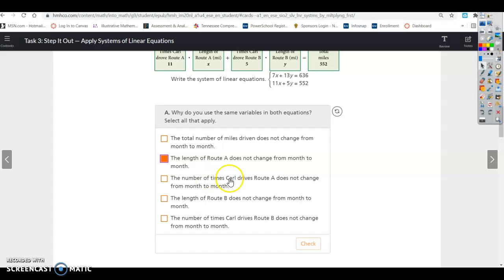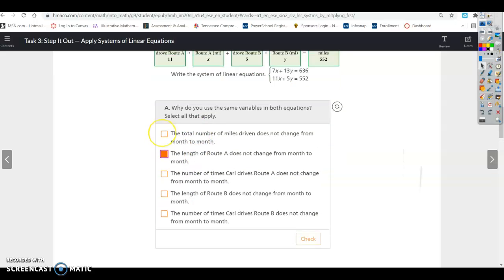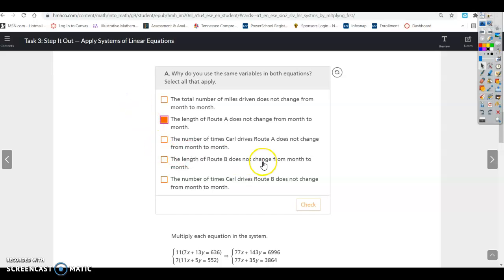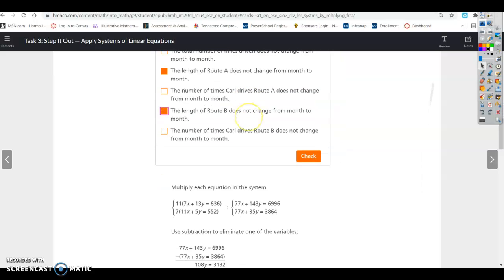All right, so the number of times Carl drives route A does not change. It did change because he drove a different amount in February than he drove in January. All right, the length of route B does not change from month to month. That's true. And the number of times Carl drives route B does not change. So that's not true because, again, he drove a different number of times in February than January.